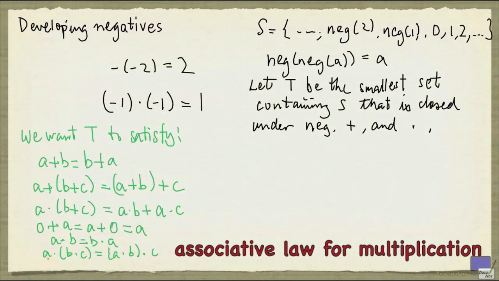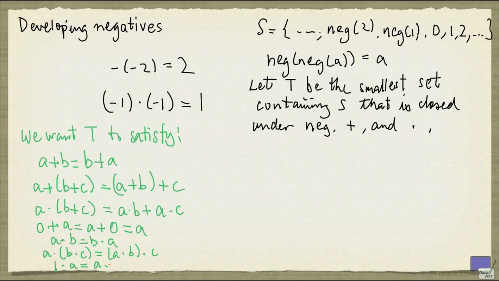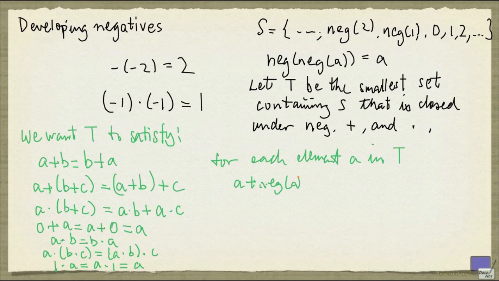And multiplying B and C first and then by A is the same as multiplying A and B first and then by C. And multiplying any number by 1 gives you that same number. And for each element A in T, A plus the negation of A is equal to the negation of A plus A, and that's equal to 0. There's a technical term for these rules, and the term is axiom. So each of these is an axiom for arithmetic. Axioms are things that we take for granted without having to prove them.